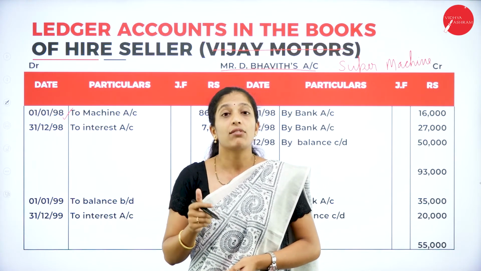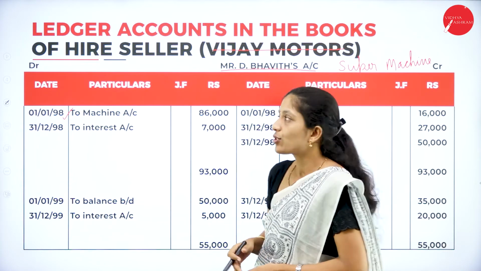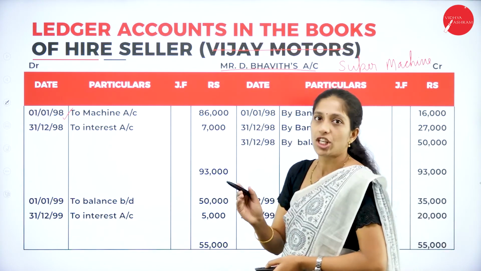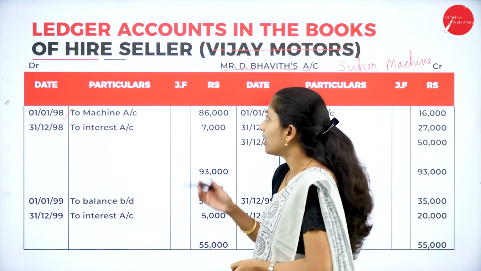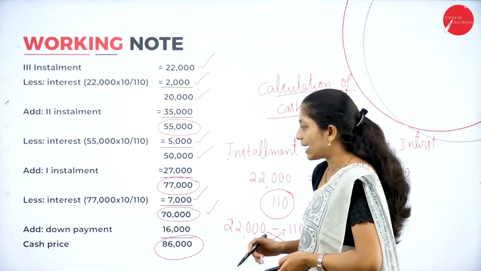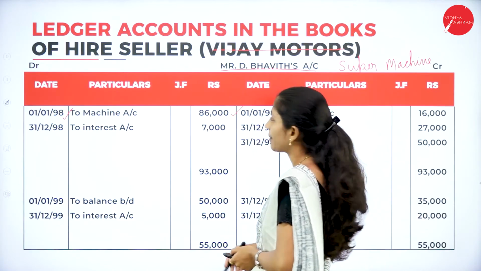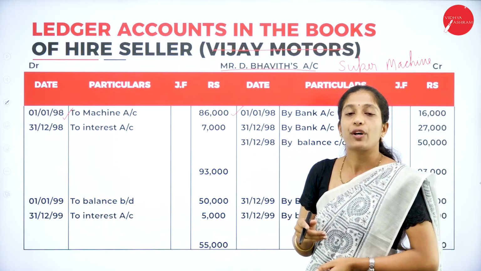First, we shall record the entry for selling of the asset. So what is the entry? Mr. Bhavit's account debit to machine account, that is the asset account. Now what is the cash price of the asset? We have already calculated it, so write this cash price. Clear?